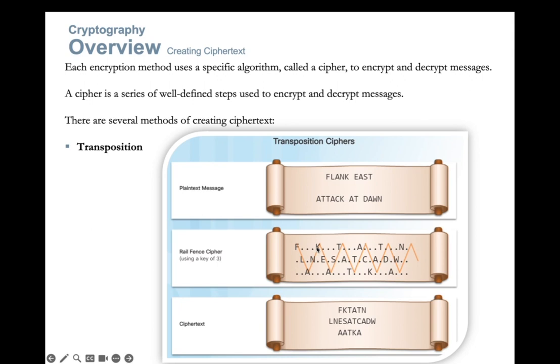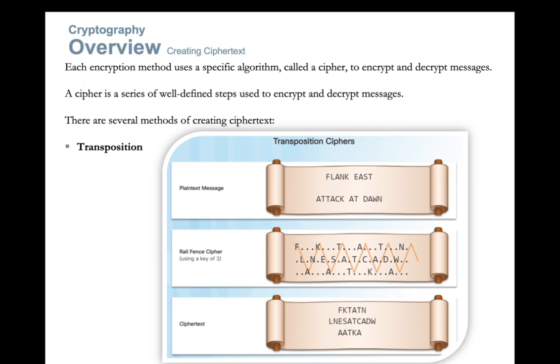FLANK, that is flank, EAST, AT. In this manner, they are arranged. The ciphertext generated from this plain text is FKTATN from the first line. From the second line, you find LNESAT and so on, and from the last line, you find AATKA. So in the transposition method, the letters are rearranged.